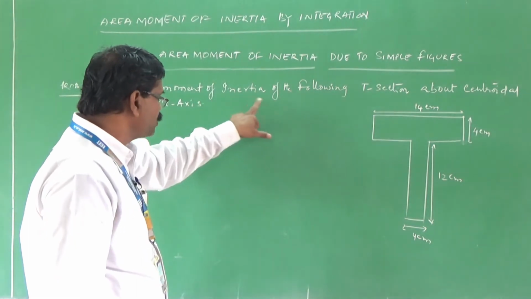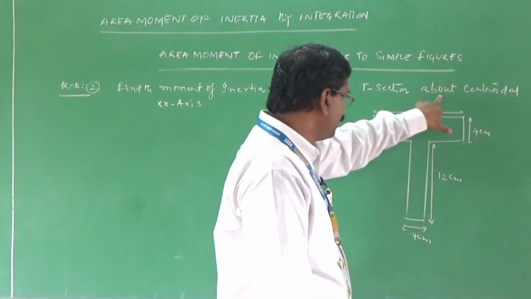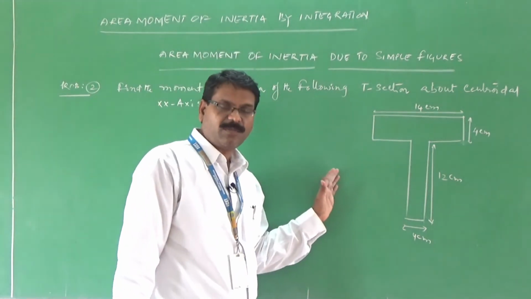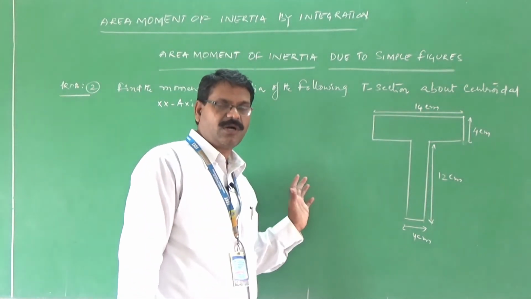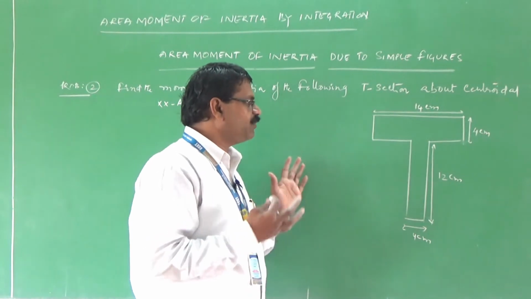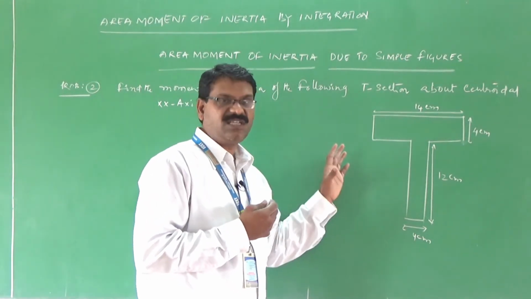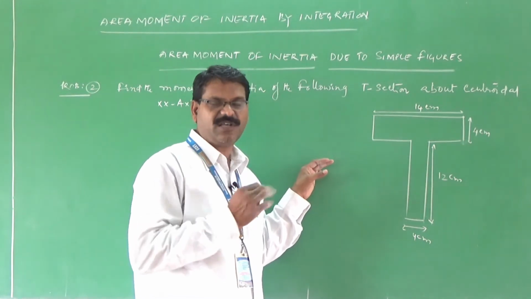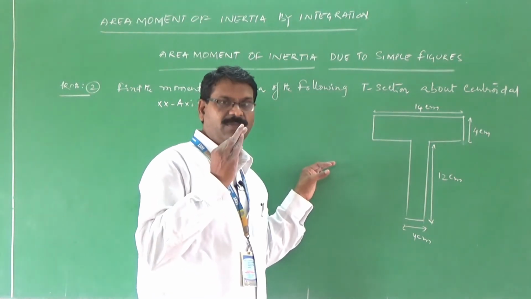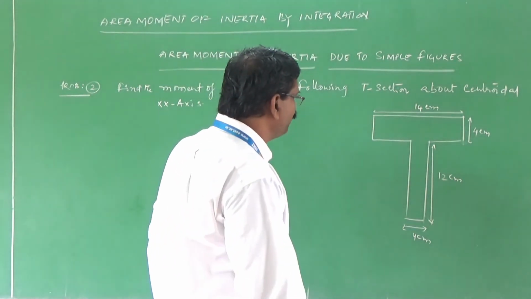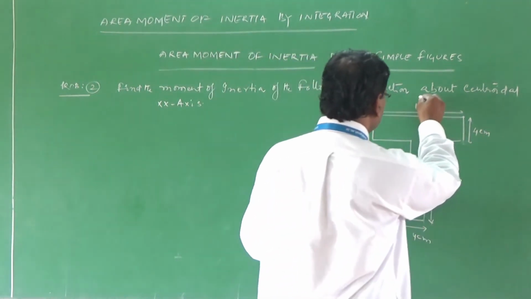Find the moment of inertia of the following T section about centroidal xx axis. If you look at this problem, suppose a problem like this is given to us, how can we do it? First of all, as I told you in the unit 3 classes, if you are given a T section or L section or C section, anything else, first of all we have to apply the property of symmetry to this diagram. So how do we apply the property of symmetry to this diagram?